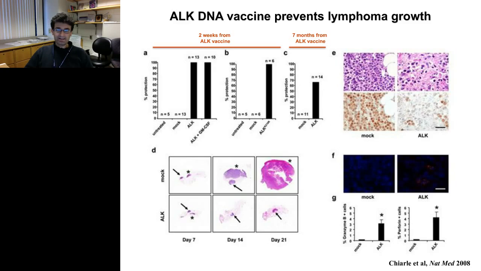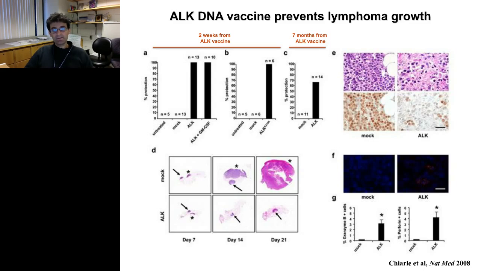And this is a number of protections, so you see that there is no protection in untreated mice or in mock vaccinated mice, so it means that all the mice die because of the lymphoma, no protection. Instead, 100% of protection in ALK vaccinated mice, and we also vaccinated with a mutated construct that doesn't have the kinase activity anymore, and still the protection was very high.